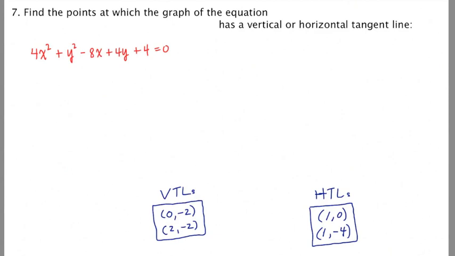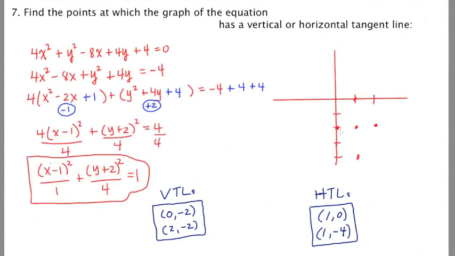I thought some of you might be curious to know what the graph of this looks like, to convince ourselves that these are the locations where we have a horizontal tangent line and a vertical tangent line. To do this, we're going to need to complete the square, and here's the ellipse, or the oval, however you want to think about it.